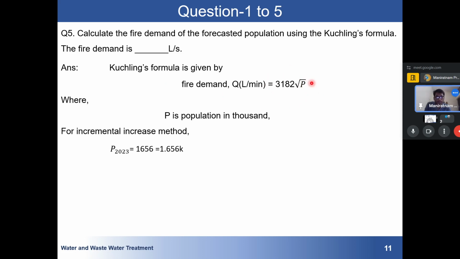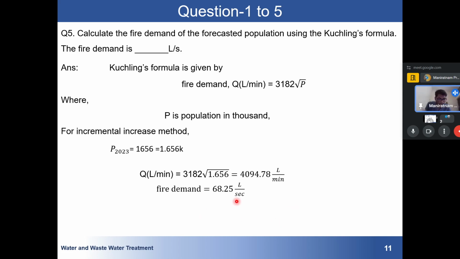Now remember, here you have to use P. Which P should be used depends upon the growth ratio. We know that I have to use the incremental increase method. So P in 2023 was 1656, and here P is taken in thousands, so I will be dividing it by a thousand. So it will be 1.656. I will be substituting it here. So fire demand will be this much liters per second.